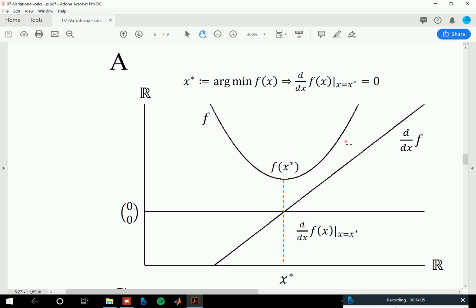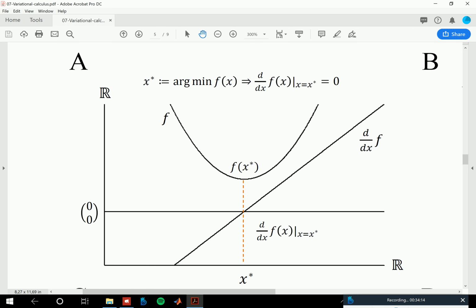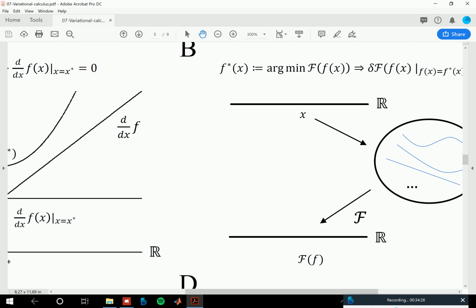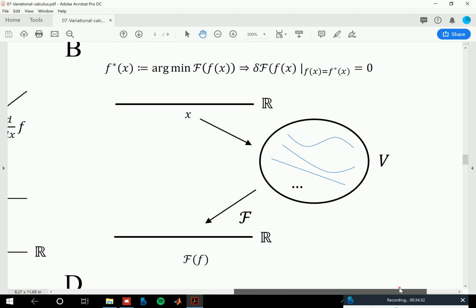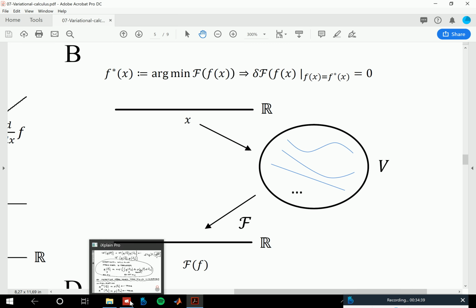Now this applies to functions, so to things where you put in numbers. Now variational calculus deals with what is sometimes called functionals, and the functional that we actually have been dealing with all the time, although I have not necessarily called it this way, is the variational free energy.